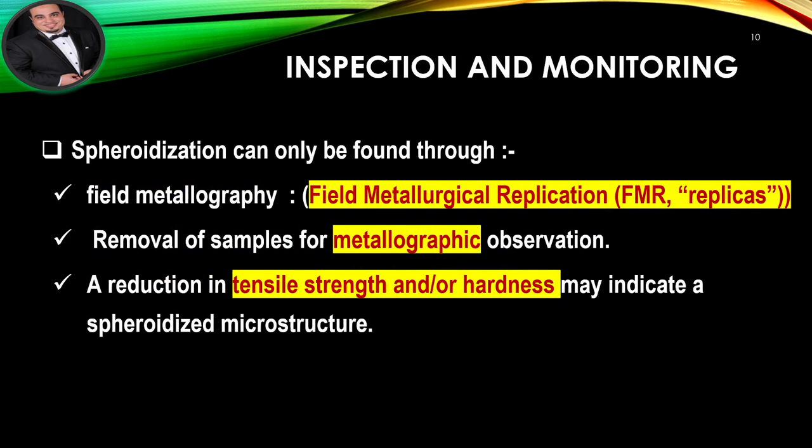Inspection and monitoring. Spheroidization can only be found through field metallography, field metallurgical replication, removal of samples for metallographic observation. A reduction in tensile strength and/or hardness may indicate a spheroidized microstructure.